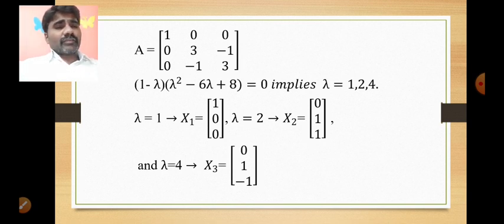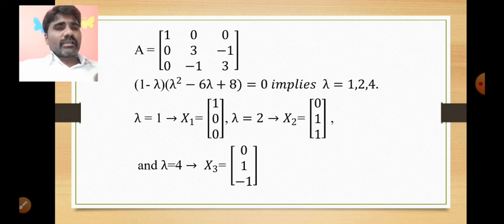And here we can observe the given matrix [1 0 0; 0 3 -1; 0 -1 3] is a real symmetric matrix. That's why we have a theorem: the eigenvectors corresponding to distinct eigenvalues of a symmetric matrix are orthogonal to each other. Here x1, x2, x3 are orthogonal to each other.